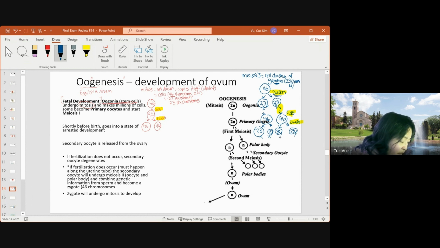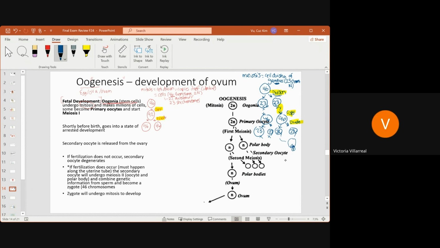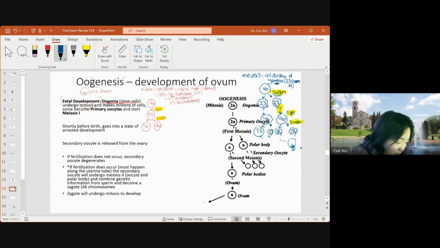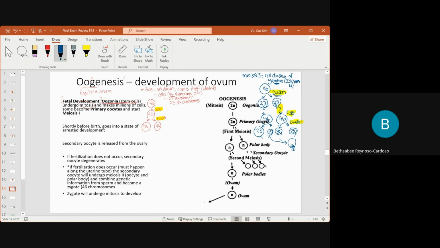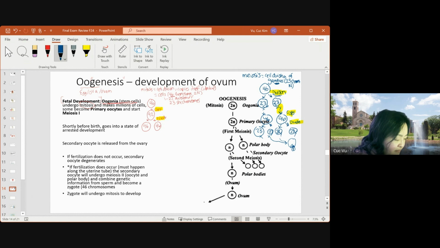So if this sperm right here fertilizes an egg, what would you get? XY, right? So a male. And if this sperm right here fertilizes the egg, then what will you have? Female. Yeah, X and X, so female. Does that make sense? Yeah.